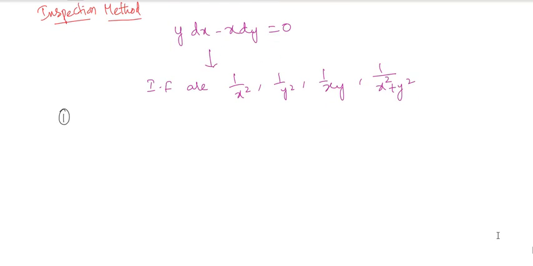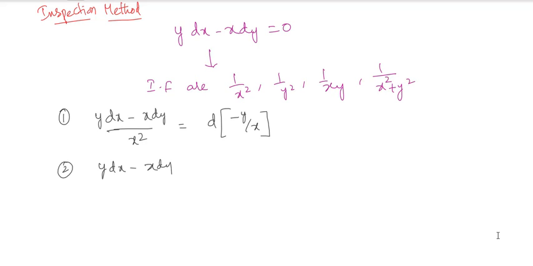The first one: if you have y dx minus x dy by x square, then I can directly substitute it as the differentiation of minus y by x. No need to do it with the u by v rule, although you can if you want. If you have this form, you can directly replace it. Nothing more difficult here, right? Next one, y dx minus x dy by y square: for that you will have the differentiation of x by y.